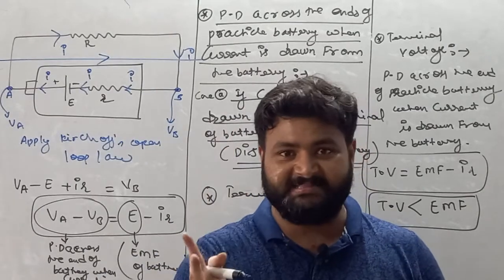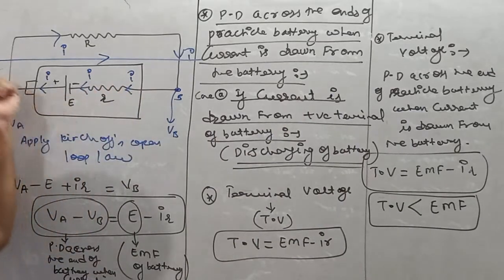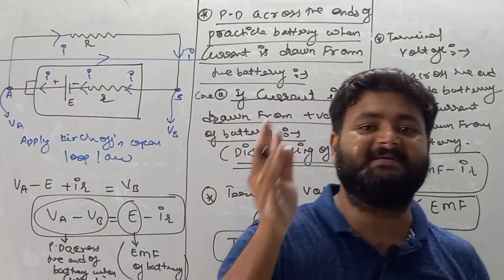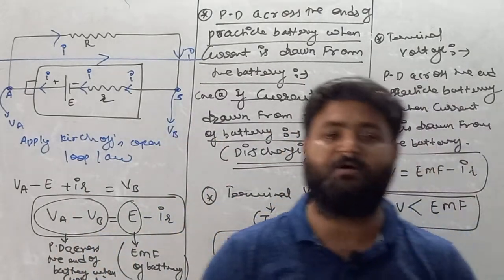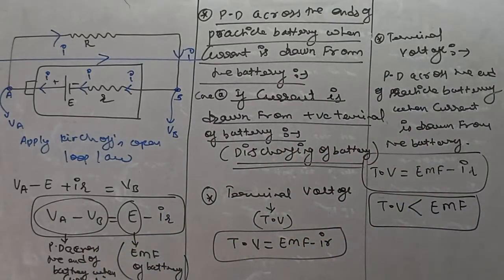First thing. Second thing about discharging is if current is drawn from positive terminal of battery, then also we can say battery is discharging. So write down, dear student, condition of discharging of battery. So discharging concept is defined under two different situations.